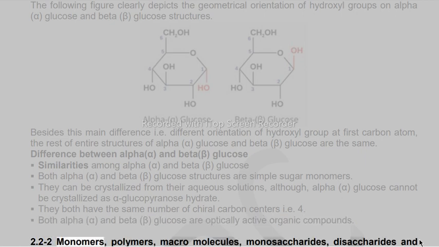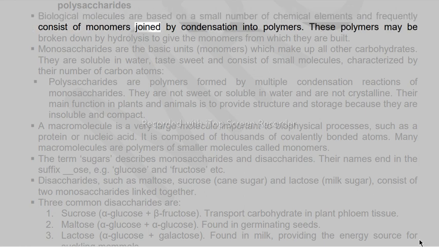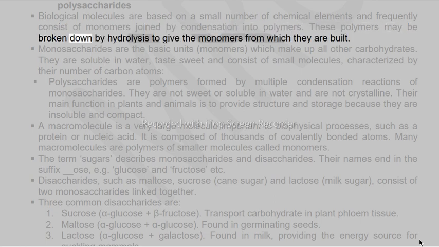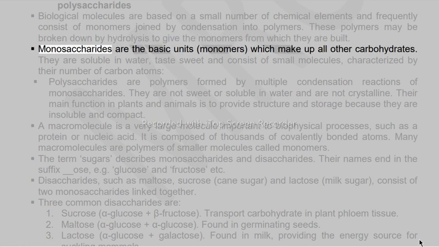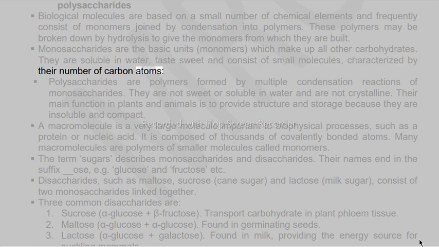2.2.2 Monomers, polymers, macromolecules, monosaccharides, disaccharides and polysaccharides. Biological molecules are based on a small number of chemical elements and frequently consist of monomers joined by condensation into polymers. These polymers may be broken down by hydrolysis to give the monomers from which they are built. Monosaccharides are the basic units, monomers, which make up all other carbohydrates. They are soluble in water, taste sweet and consist of small molecules, characterized by their number of carbon atoms.